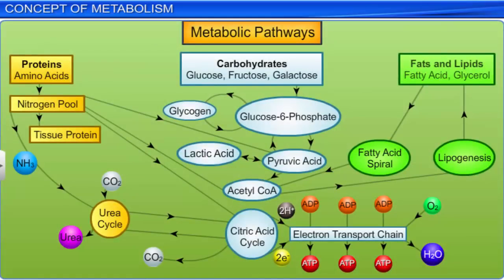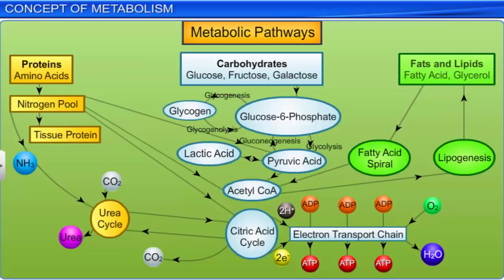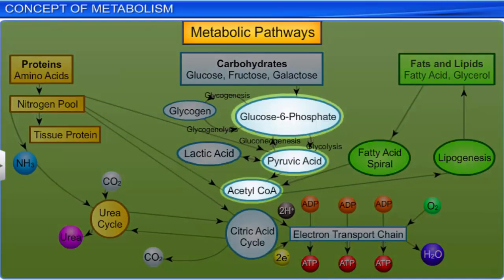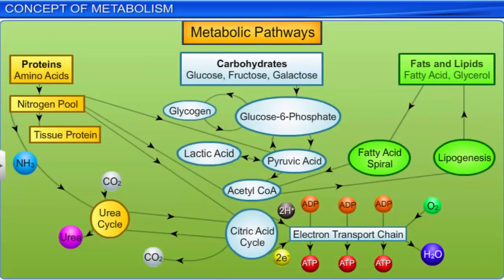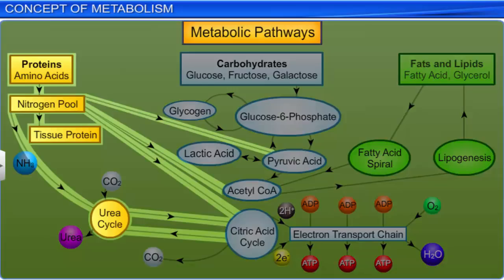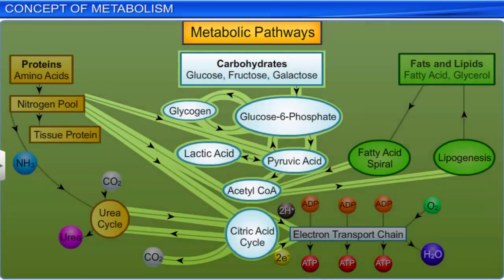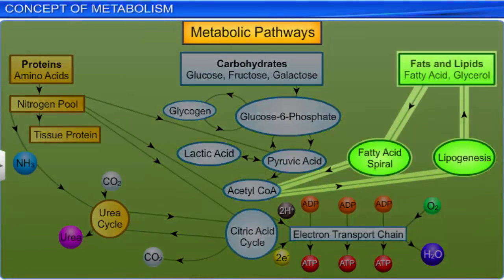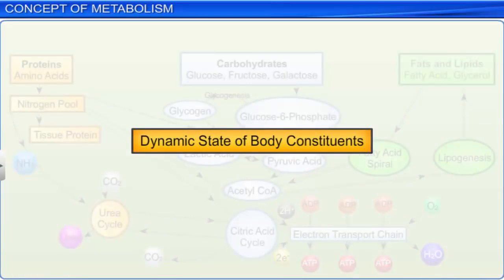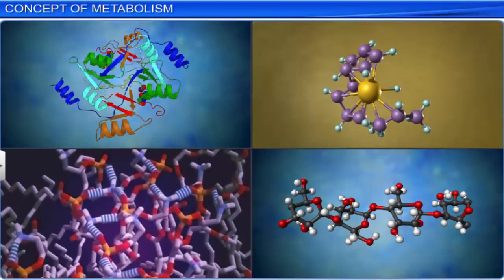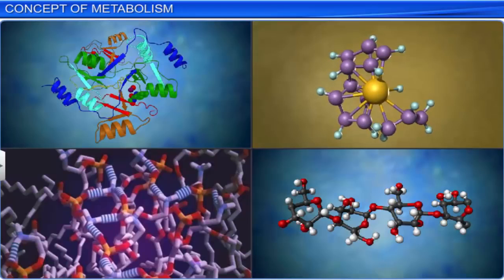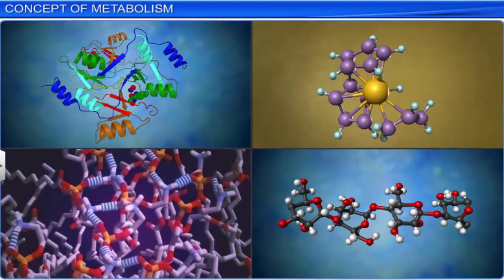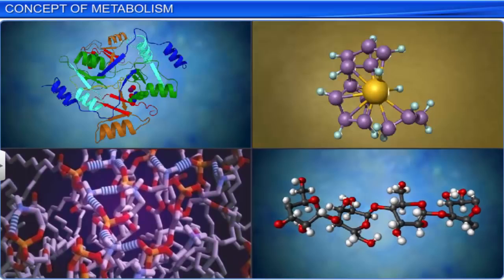Metabolic pathways can be compared to automobile traffic, where they have traffic junctions when they meet and cross each other. Just like automobile traffic, the flow of metabolites through these pathways is definite and takes place in a specific direction. This flow of metabolites is also called the dynamic state of body constituents. As you have studied, thousands of metabolites or biomolecules are present in living organisms. Each of these biomolecules has a definite concentration.